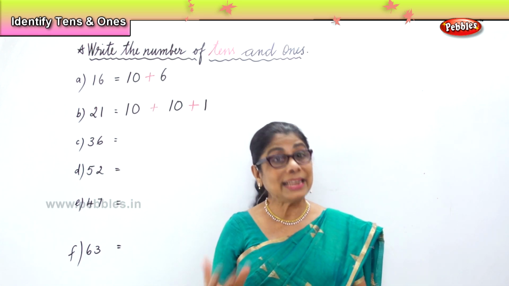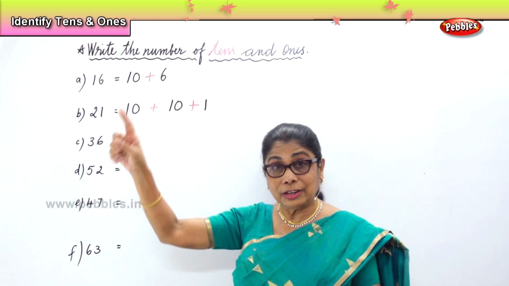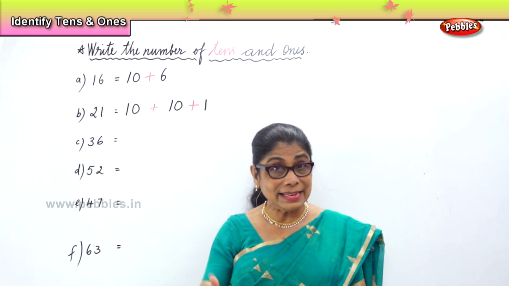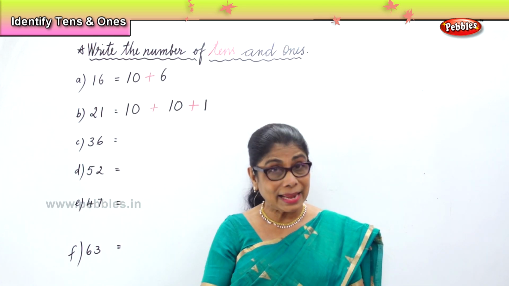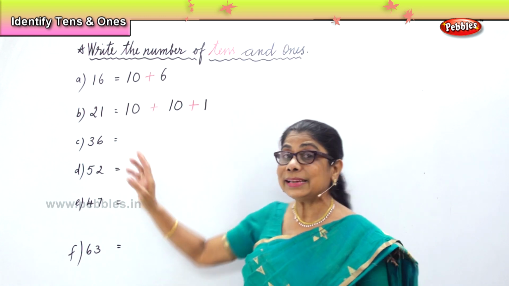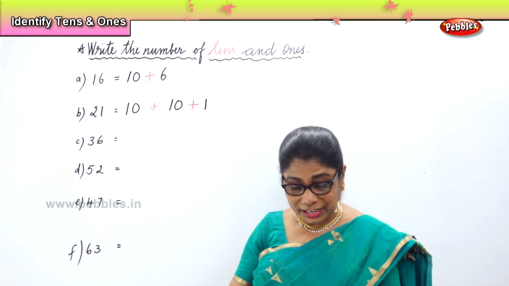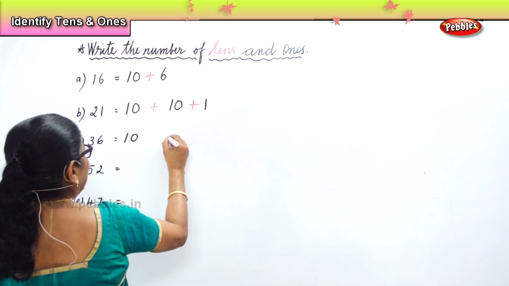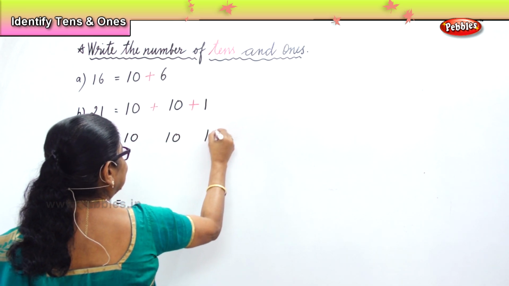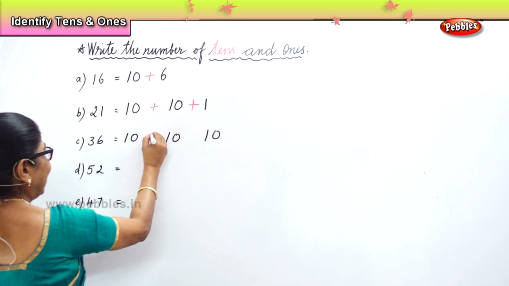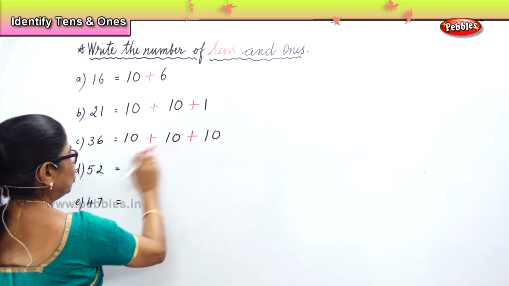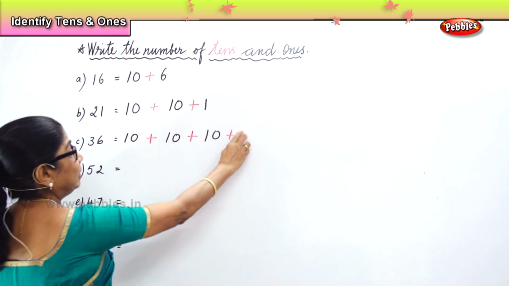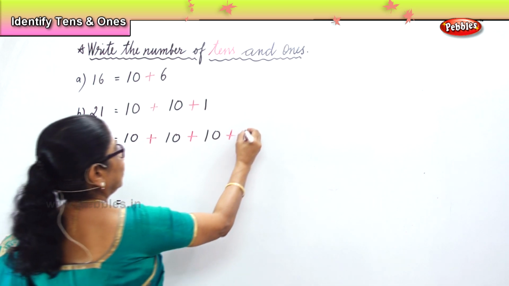3 in the tens place, 6 in the ones place. Now, how many tens? 3. That is 10 plus 10 plus 10 plus 6. Very good. So 36 means 10 plus 10 plus 10. So you have 1 and 2 and there are 3 tens. 3 tens make 30. 30 plus 6, 36.